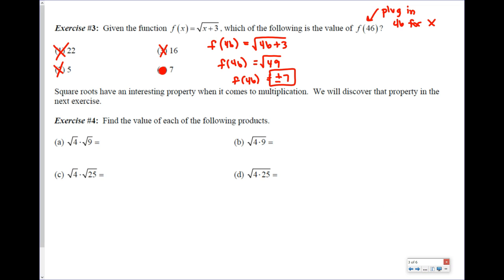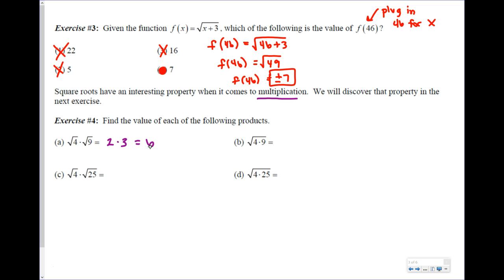Exercise 4. Square roots have an interesting property when it comes to multiplication. So let's just talk about this idea of multiplying roots. So let's look at A, B, C, and D. So A says the square root of 4 times the square root of 9. Well, first, what is the square root of 4? 2. What's the square root of 9? 3. Okay, so 2 times 3 would give me a 6. Okay, we're going to ignore the negative values right now, because we know most of the time when you work with square roots, you only think about the positive. So we're only going to work with positive square roots for this exercise. You could have negative square roots, but we're just going to worry about the positive.